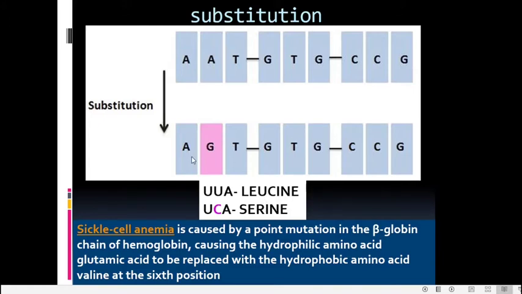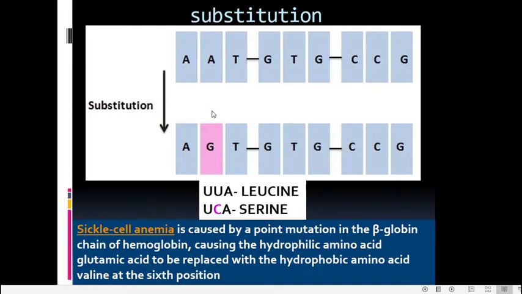Whereas the mutant allele AGT, its corresponding mRNA codon will be UCA, which codes for serine. So when protein synthesis takes place, if the allele is the mutant allele, instead of incorporating leucine, the amino acid serine will be incorporated. So this kind of mutation is called a substitution mutation.